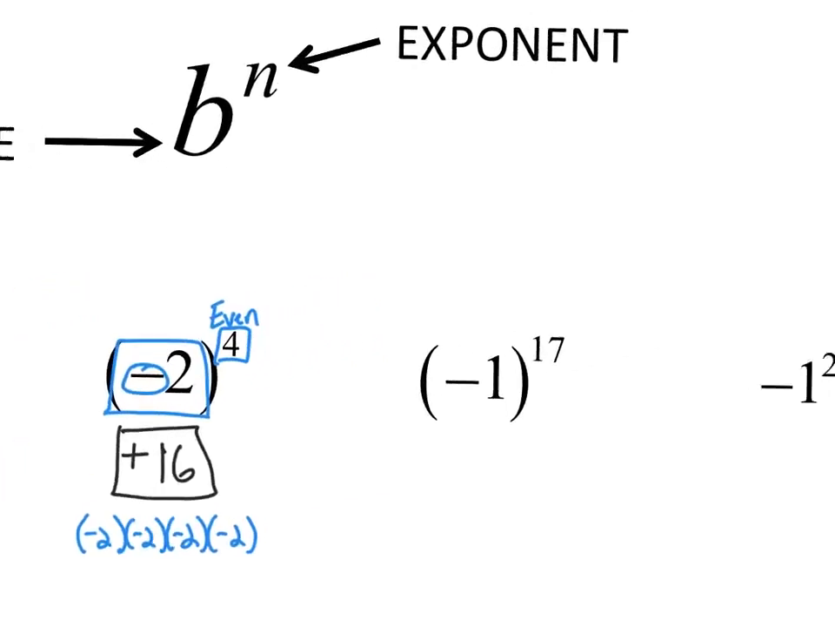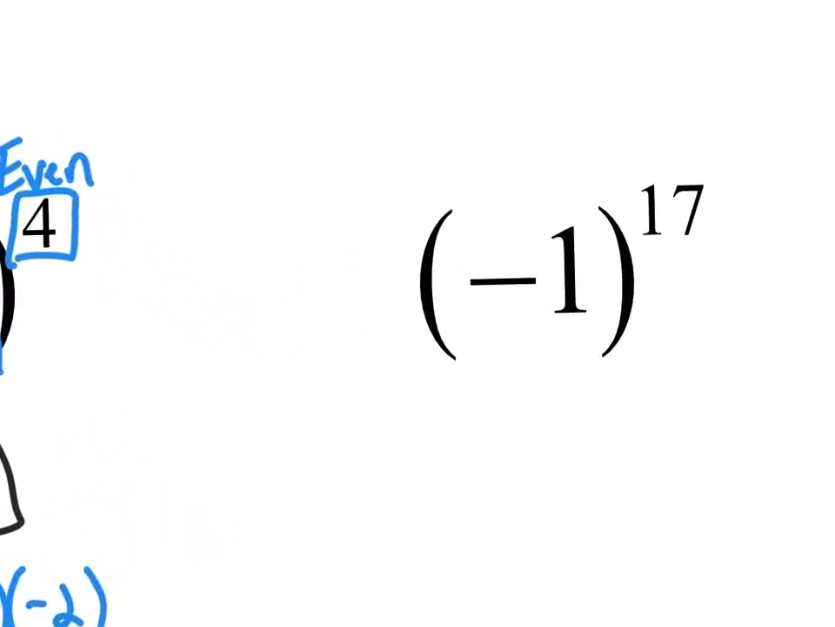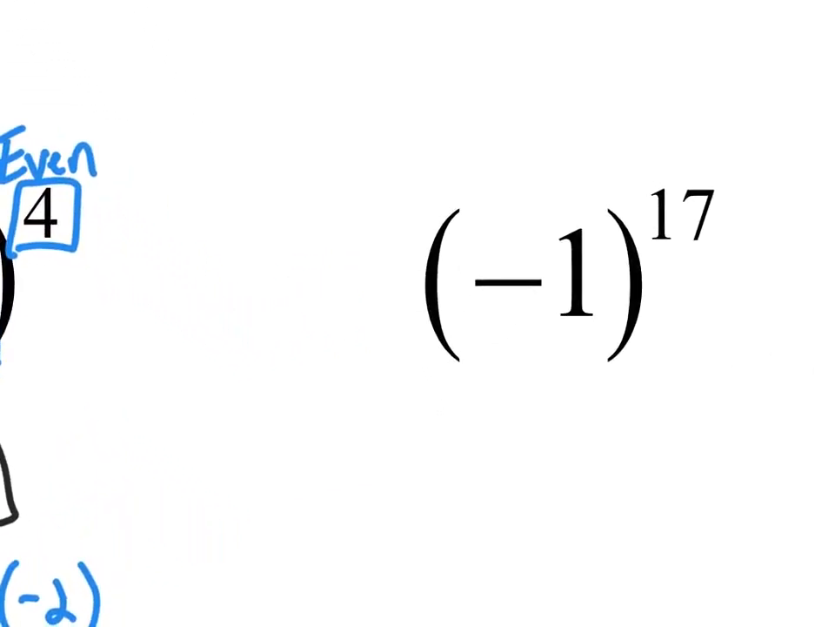So let's try another one. What if you have the negative inside the parentheses and the exponent is an odd number? The trick is, if the exponent is odd, like 1, 3, 11, 15, 23, those are odds, then your answer will be negative right here. Then you multiply the base by itself this many times.